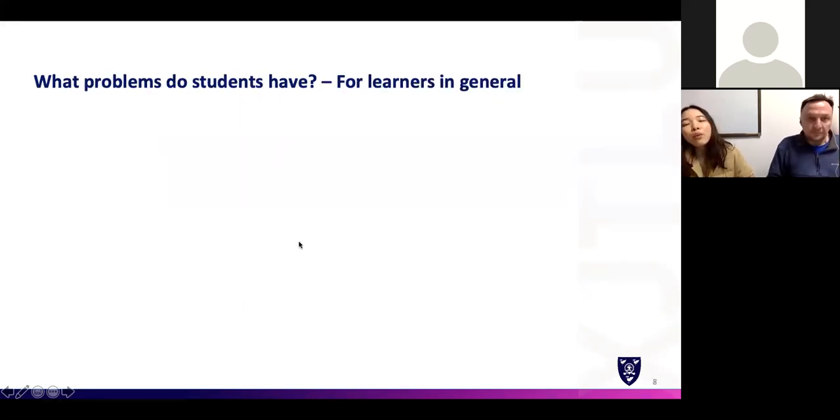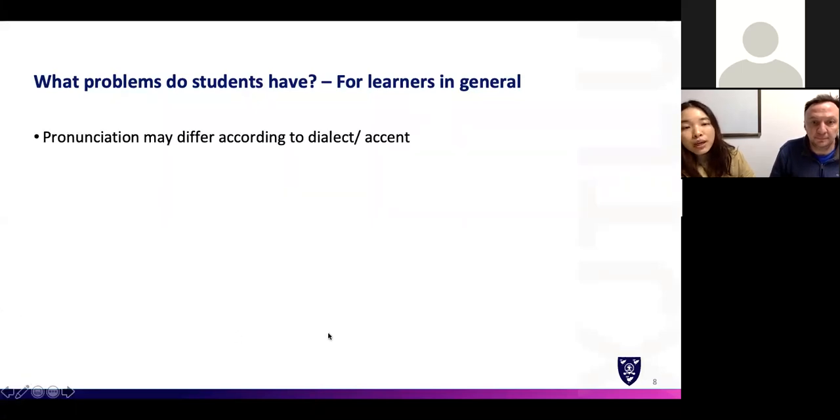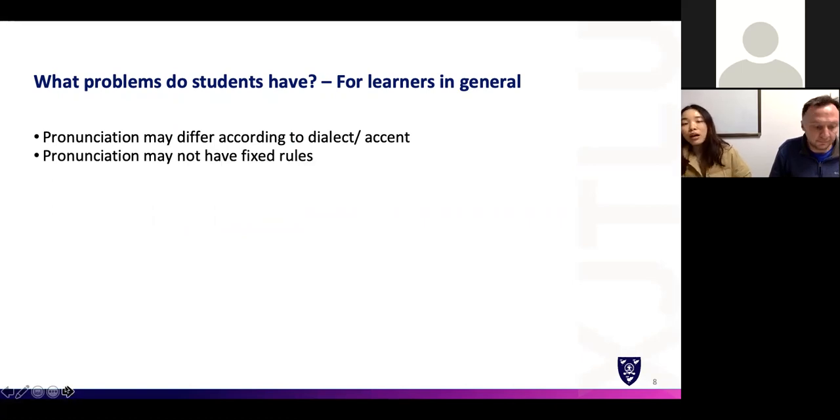So now let's have a look at what problems our students have. First, aspects for learners in general. Okay, so we have looked at several aspects of learners' problems in general. Number 1, pronunciation may differ according to dialect or accent. Each speaker has their own language, their own accent or dialect, and it can definitely influence their English pronunciation. Okay, and also pronunciation may not have fixed rules, which means it's complicated.